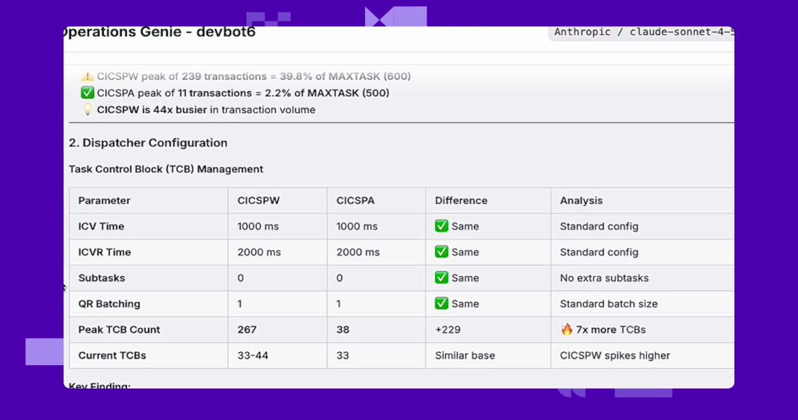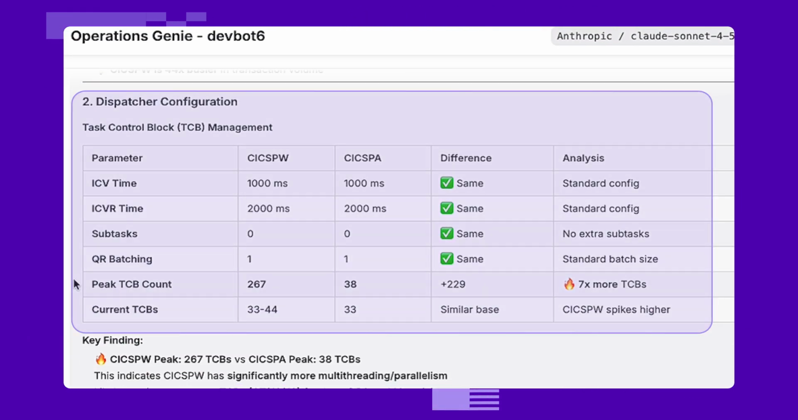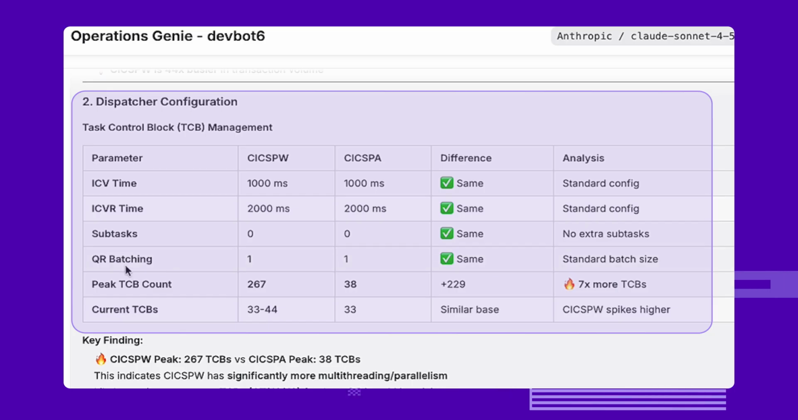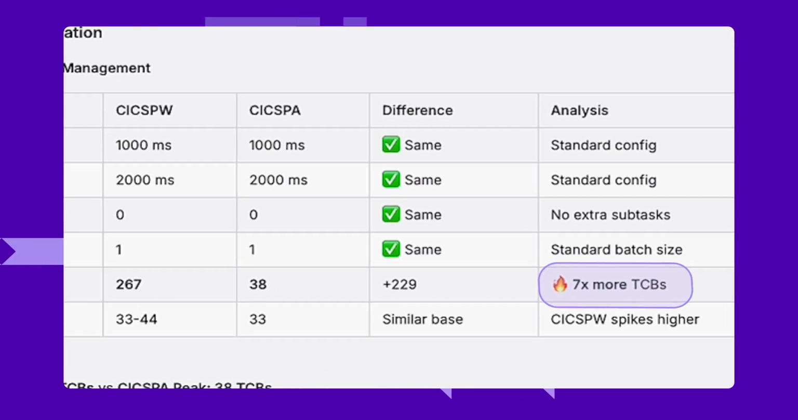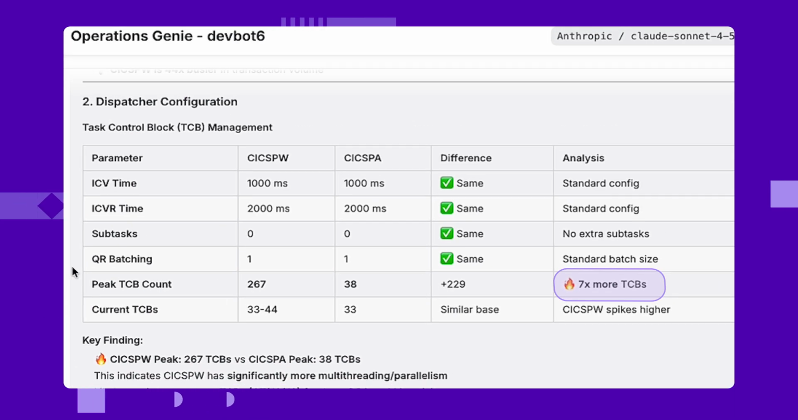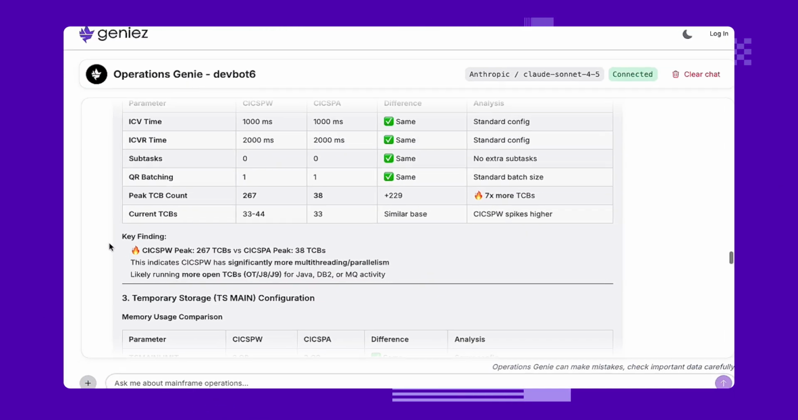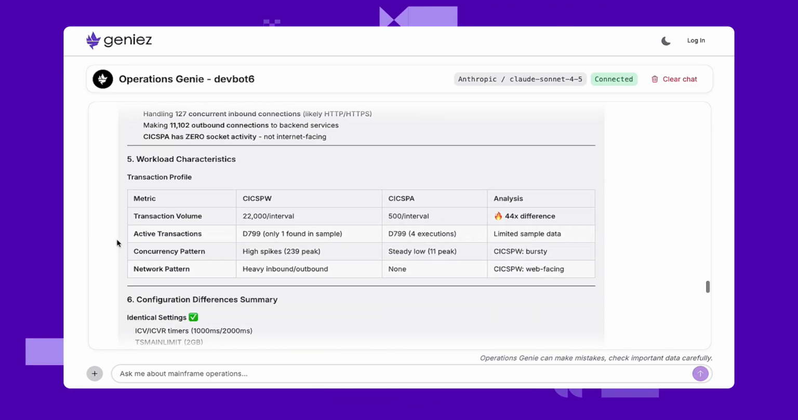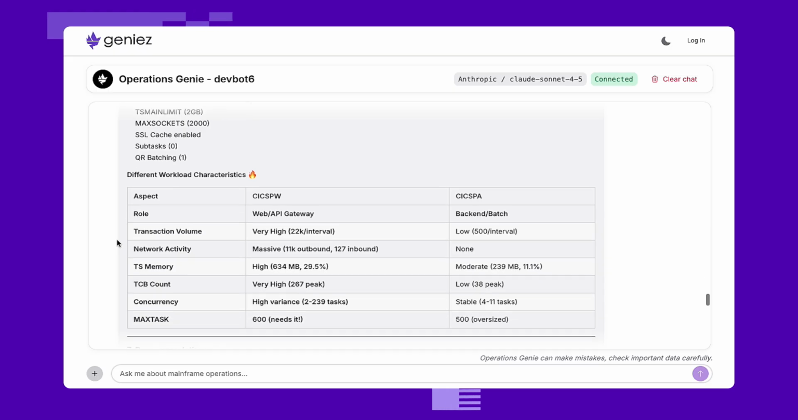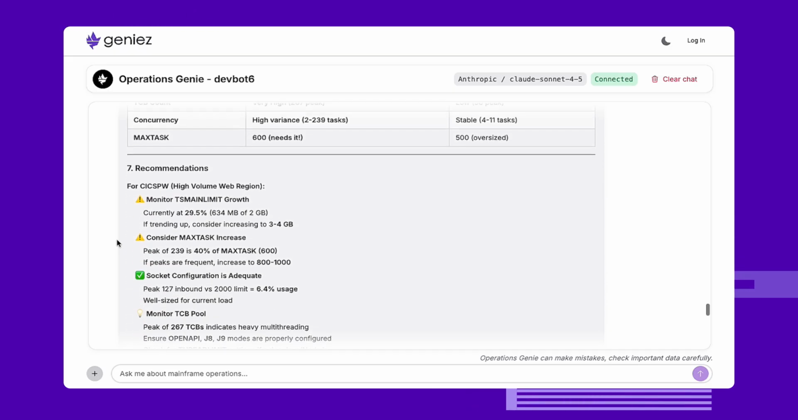Now let's go down to the next table. This is the dispatcher configurations. We can see here that both regions have the same standard configuration, with CICS PW having a peak TCB count 7 times higher, which leads us to believe that there is more multi-threading activity occurring here. It also shows us transient storage configuration, networking, workload characteristics. It really goes into a lot of detail between the two.